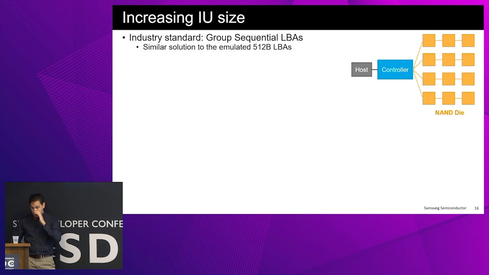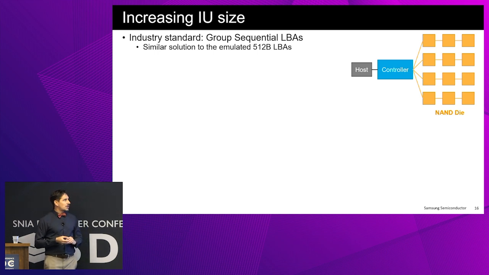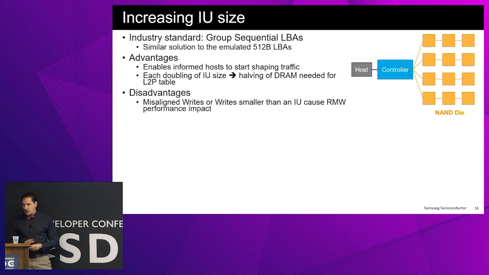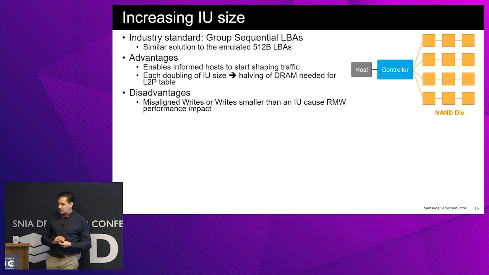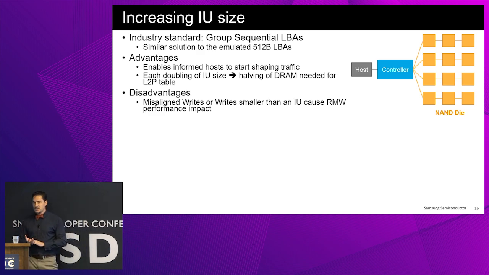Increasing the IU size is generally an industry standard. It's showing up pretty commonly in the industry. And it's a similar solution as emulating the 512 byte LBAs that we saw from HDD and those early SSDs, right? So there's this advantage that we've seen this in the host before. We're aware of it, and so extending that and using that legacy knowledge is helpful.